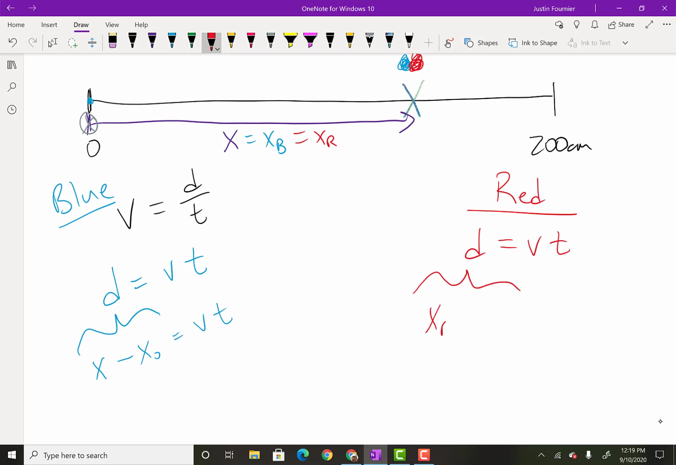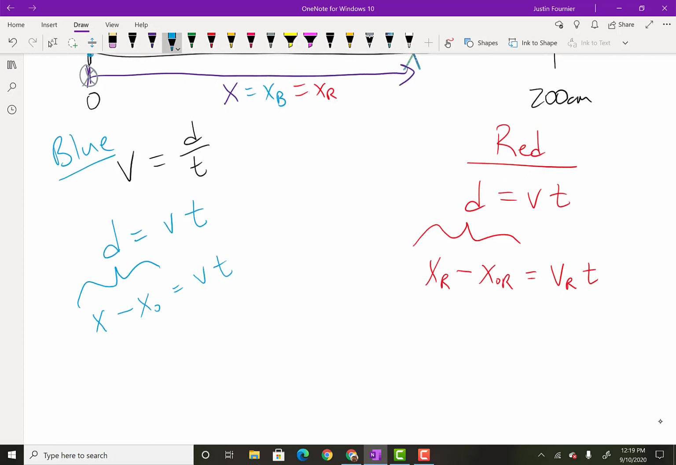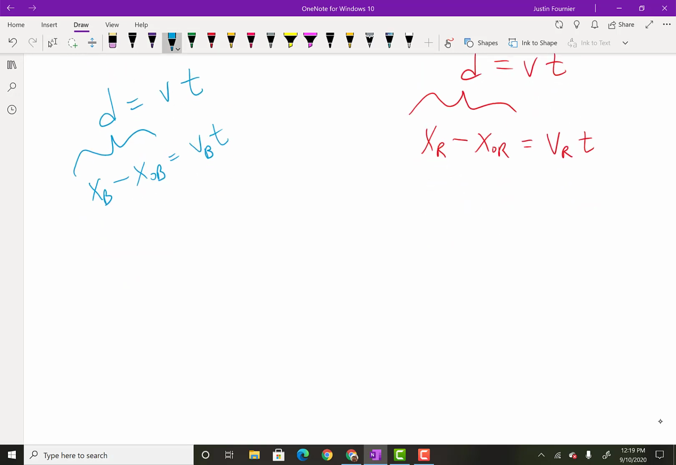So the final position of the red car, because again, the displacement is the final position minus the initial position. So it's the final position of the red car minus the initial position of the red car equals the velocity of the red car multiplied by the time. And then this will be the final position of the blue car, initial position of the blue car, the velocity of the blue car multiplied by the time. And so these are all our variables, xb, x naught b, vb, and t.